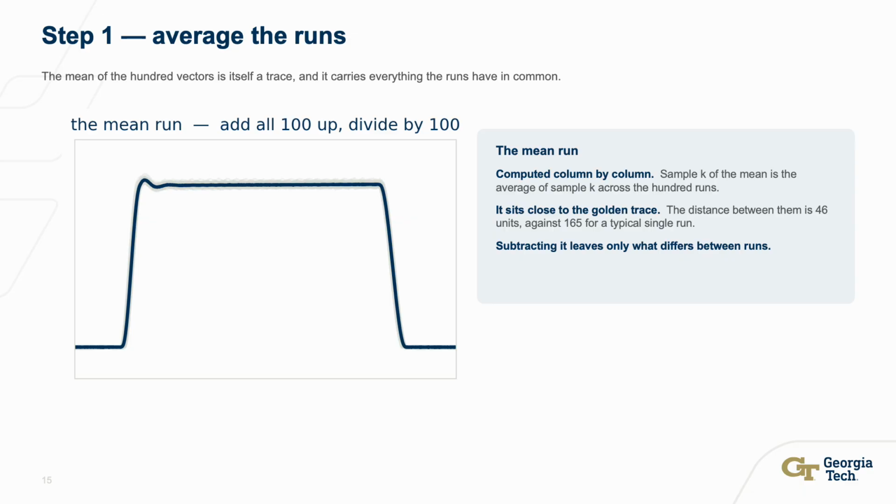The result is a trace, and it looks like what all the runs have in common. It sits close to the deterministic golden shape. The distance between the mean run and the golden trace is about 46 units against 165 for a typical individual run. So the mean captures the part that every run shares. Once we subtract it, what remains for each run is the part where the run differs from the others. That is the part we want to study.